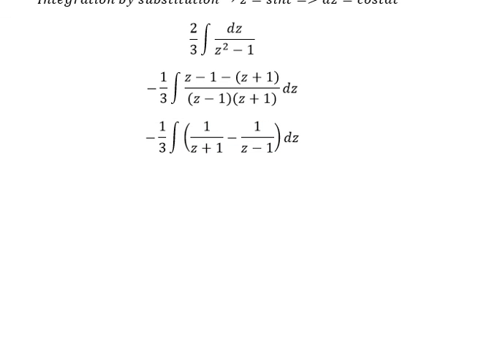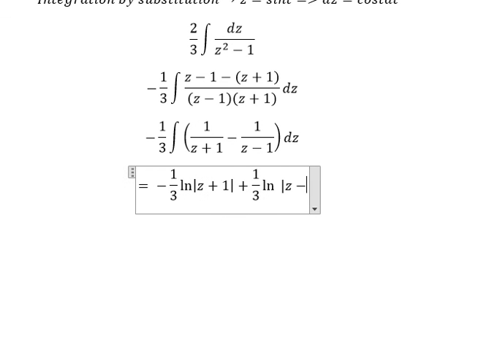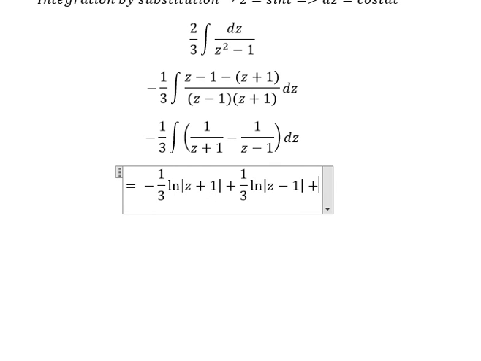Now we can get the final result. The integral of 1 over z plus 1, we will get logarithm base e of the absolute value of z plus 1. Similar for this one, but we have a negative in here, so you get positive. And we have the constant.